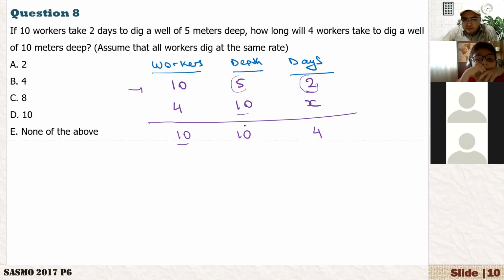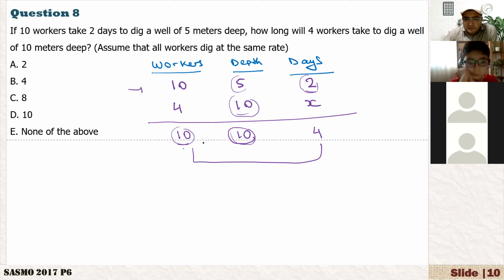Now here we have 10, the same thing, right? But now how about this one? So now I will fix this 10. Okay, it's not changing. Look at these two things. Suppose that they are going to dig a well of 10 meters. If we have more workers, it takes fewer days, right? If we have fewer workers, it takes more days, okay? Which means that if we have more workers, the days decrease. And if we have fewer workers, it takes more time, right?